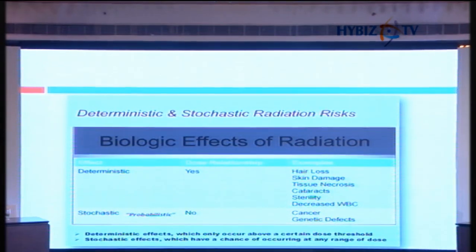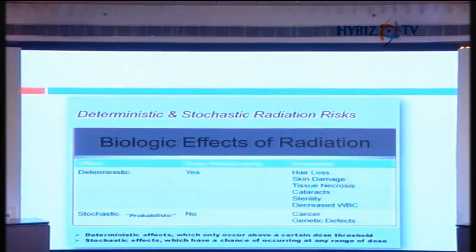They are deterministic effects and stochastic effects. Deterministic effect means there is a threshold level. So with increased radiation, the adverse reactions will increase. Usually they are damage to the skin, damage to the lens, and then gonadal injuries.